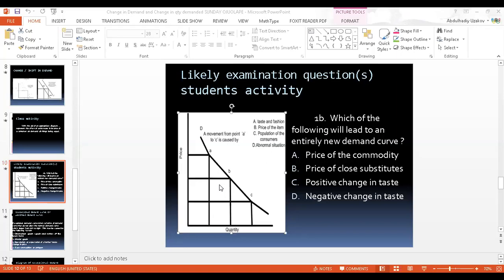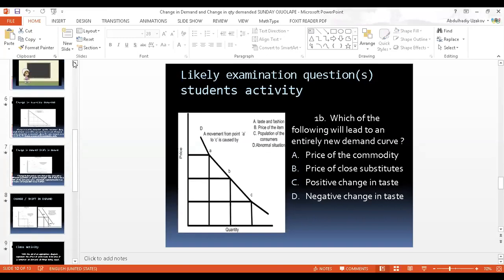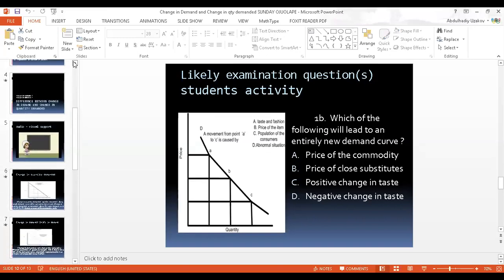Now, let's look at our diagram. Okay, we can look at the determinants of demand. Let's look at the determinants of demand again. That's what I'm going to look at now. Please just hold on a minute so that I'll go through that now.